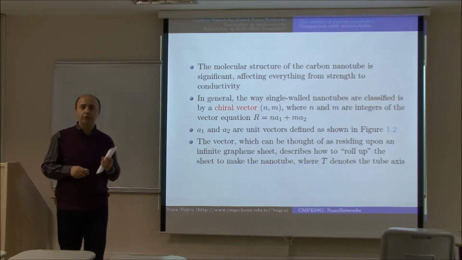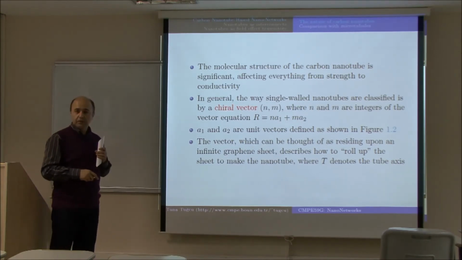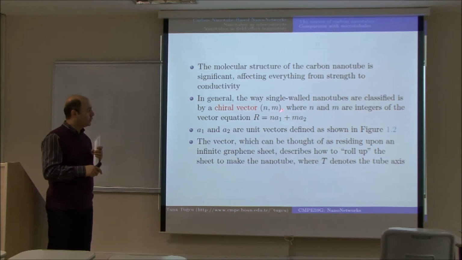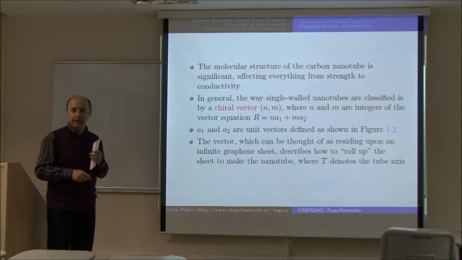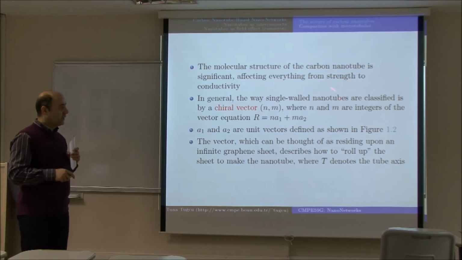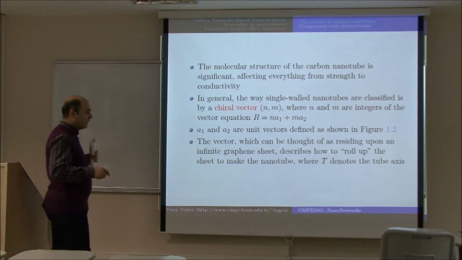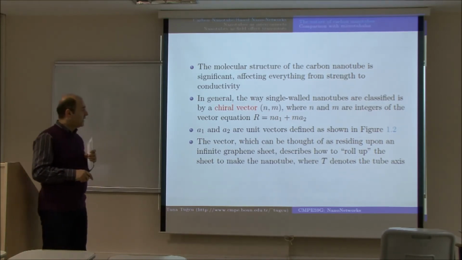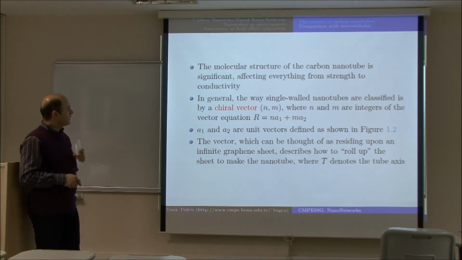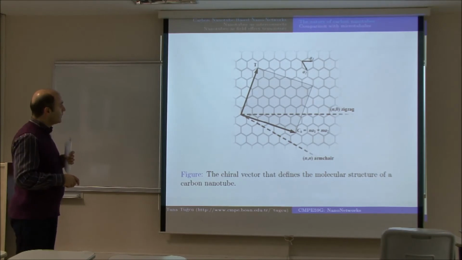If you consider a single wall nanotube, we are going to identify what type of single wall carbon nanotube this is according to its chiral vector, where the chiral vector is actually a two-tuple of n and m, where n and m are integer values, and these integer values are actually the factors of the vectors a1 and a2. And a1 and a2 are the unit vectors. Now let's look at this figure. This will explain it better.